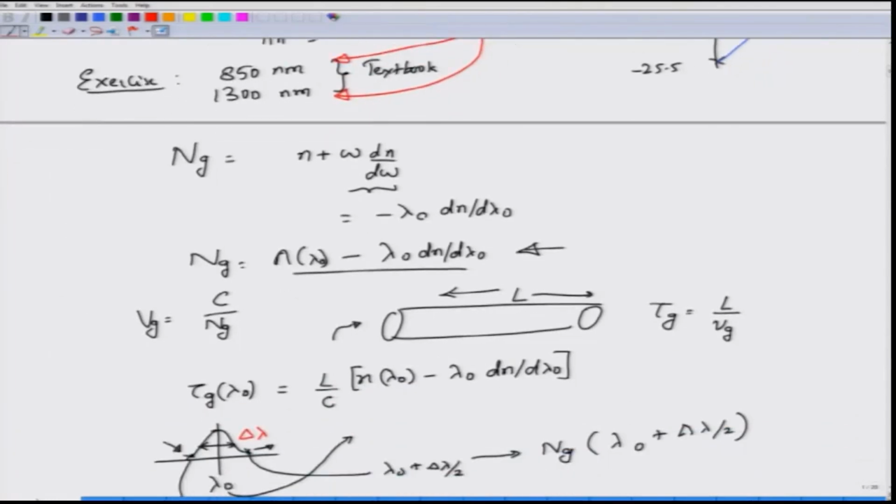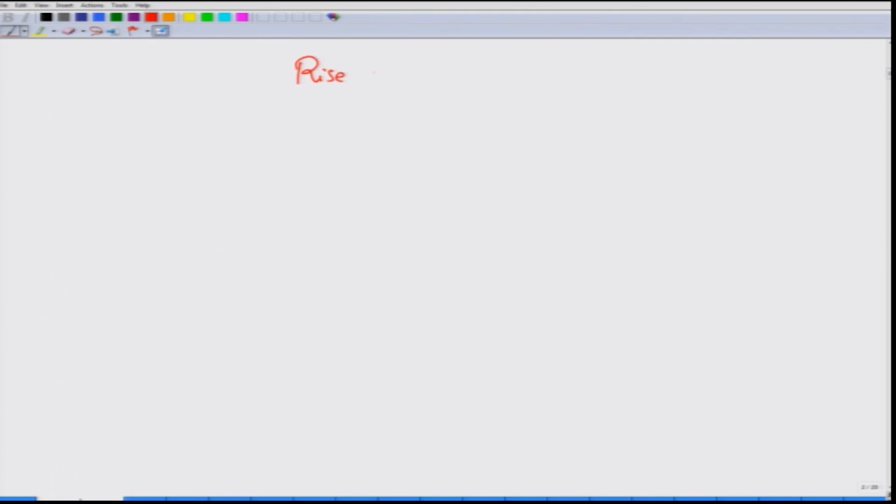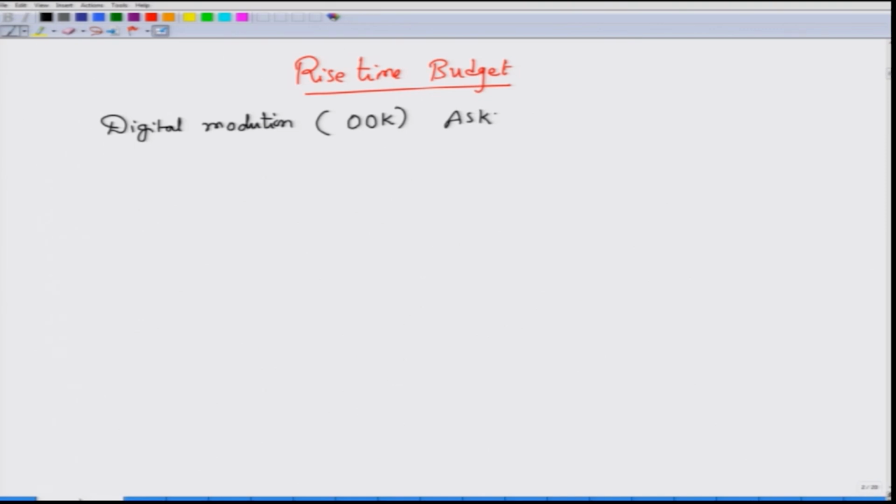Now let us look at what is called the rise time budget. In the rise time budget, what I am looking at is the effect of dispersion. I know what the main effect of dispersion is: dispersion simply causes the pulse to spread out. If I am performing digital modulation, then I can modulate the information on its amplitude, or amplitude and phase, which is the quadrature amplitude modulation that we talked about. For now we will assume only on-off keying, which is also amplitude shift keying.